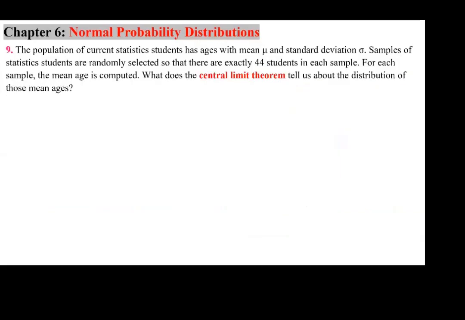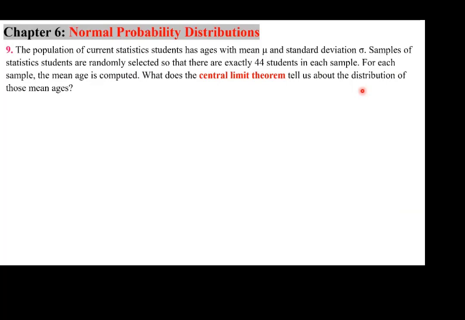And they are identical. The population of current statistics students has ages with a given mean and standard deviation. Samples of statistics students are randomly selected so that there are exactly 44 students in each sample. For each sample, the mean age is computed. What does the central limit theorem tell us about the distribution of those mean ages?